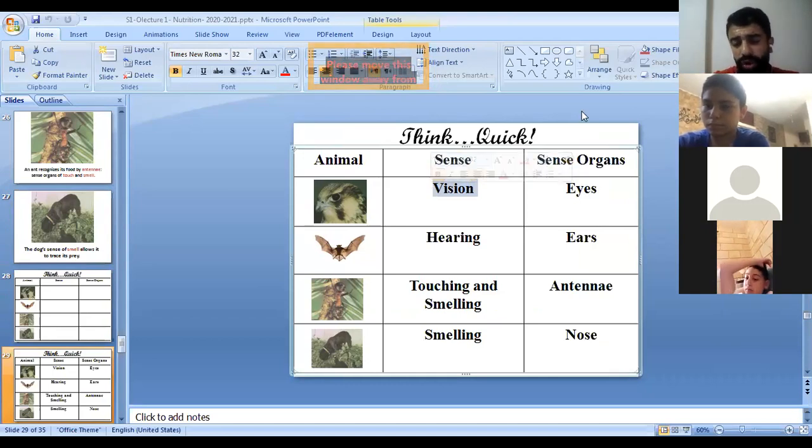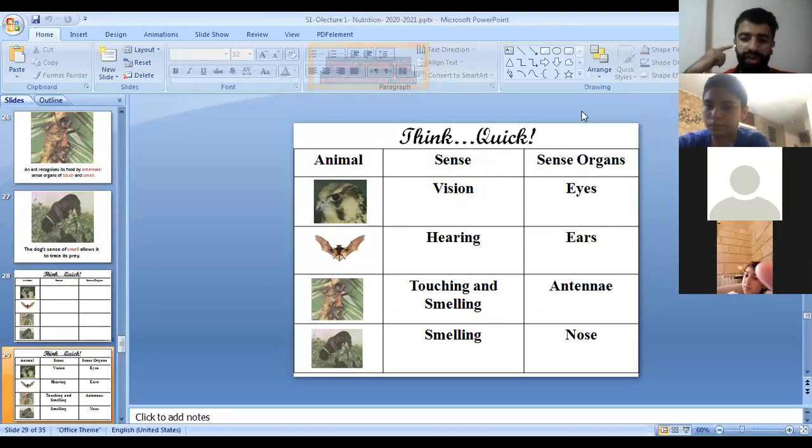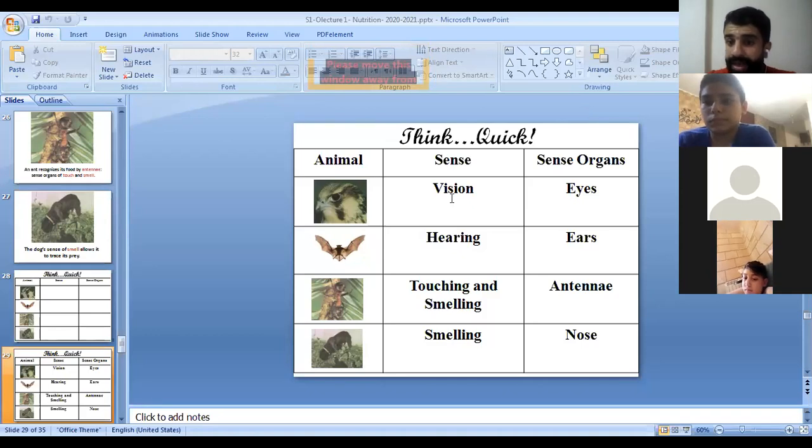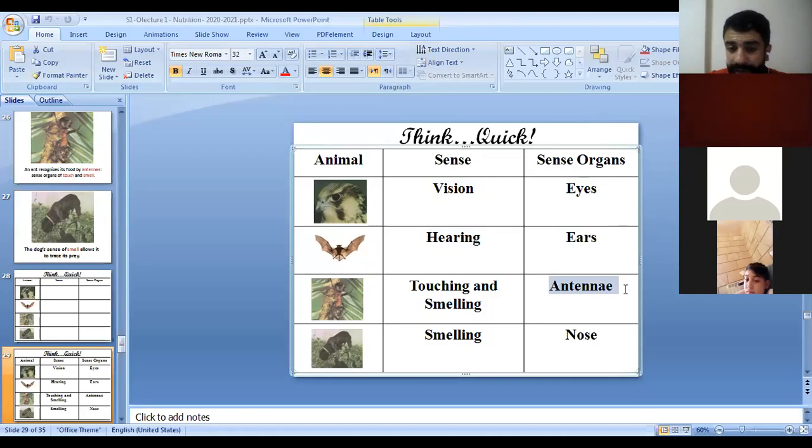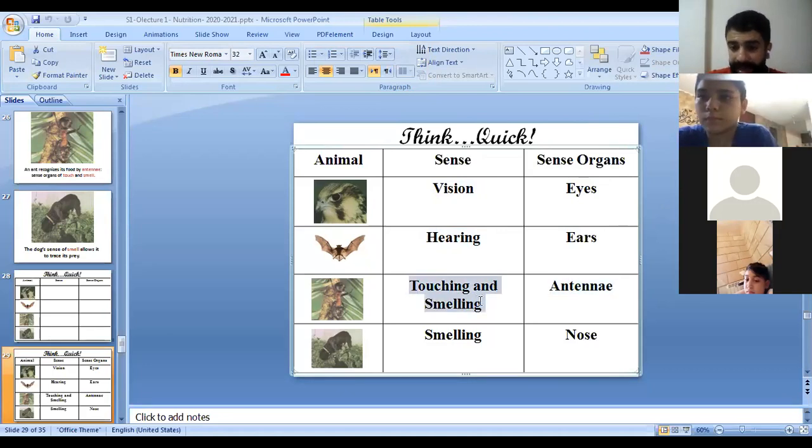The sense organ is the organ. You have eyes, you have ears, we have a nose, we have a tongue, for example. So these are the sense organs. The falcon detects the prey using the eyes, and the sense is called vision. The bat uses the ears, and the sense is called hearing. The ant uses the antennae for touching and smelling, and the dog uses the nose for smelling. Okay?